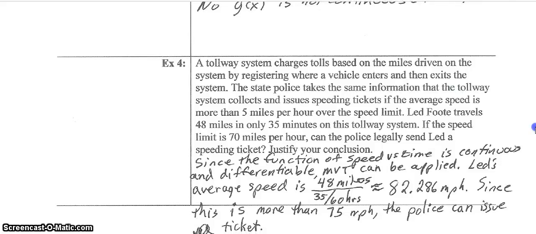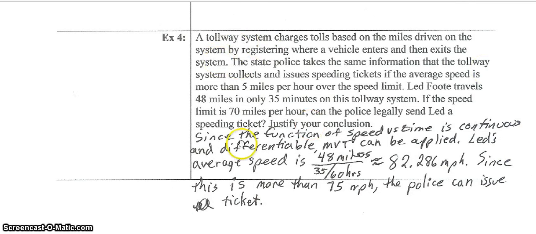Okay. I know you can read through that, so let's get the gist of this. You're driving, or Leadfoot's driving. The time and the driving is continuous. So that function of speed in terms of time is continuous and differentiable. You're not going to have any real sharp corners. You're not going to go from 30 miles an hour instantaneously down to 10. Not going to happen. So we can use the MVT.